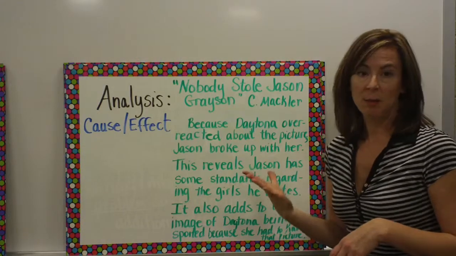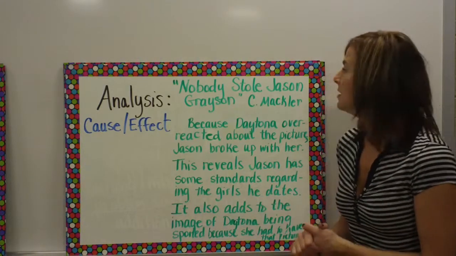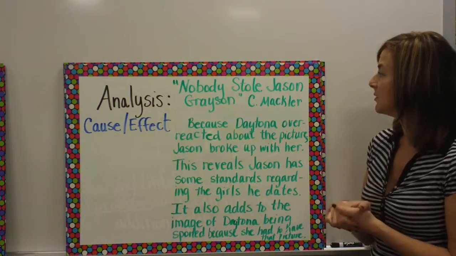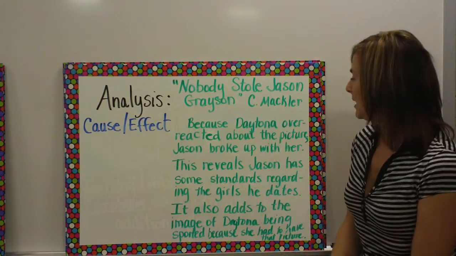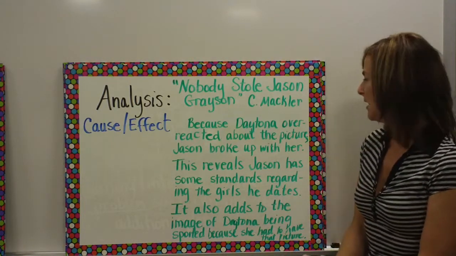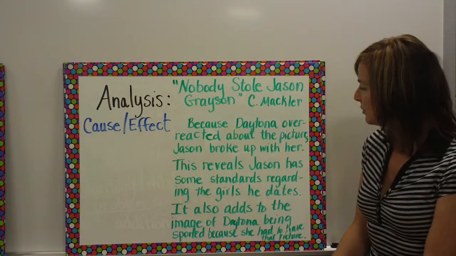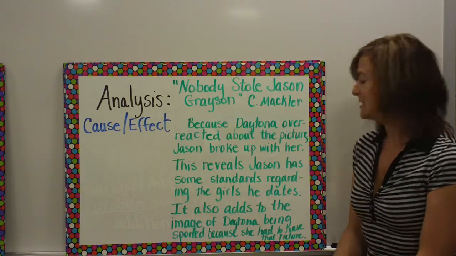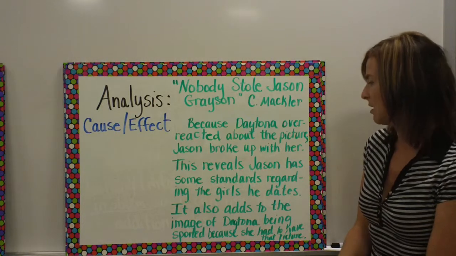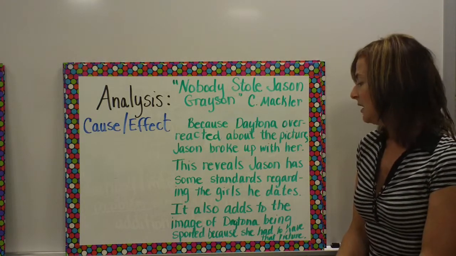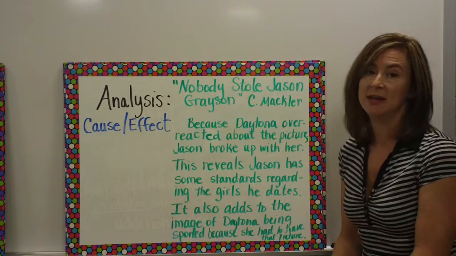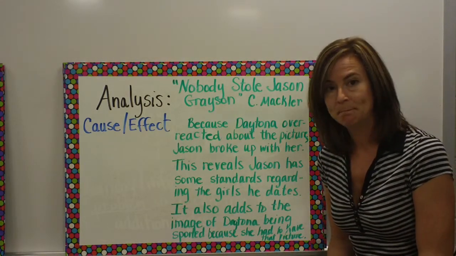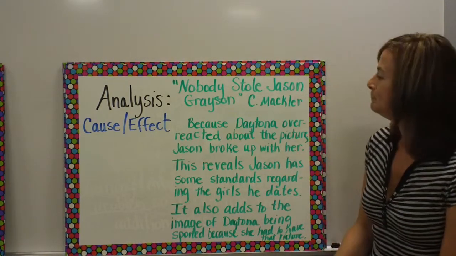So, a couple of examples of analysis from the short story Nobody Stole Jason Grayson by Carolyn Mackler. I wrote, because Daytona overreacted about the pictures, Jason broke up with her. This reveals that Jason has some standards regarding the girls that he dates. It also adds to the image of Daytona being spoiled because she had to have that picture. So let's take a look at what I did.